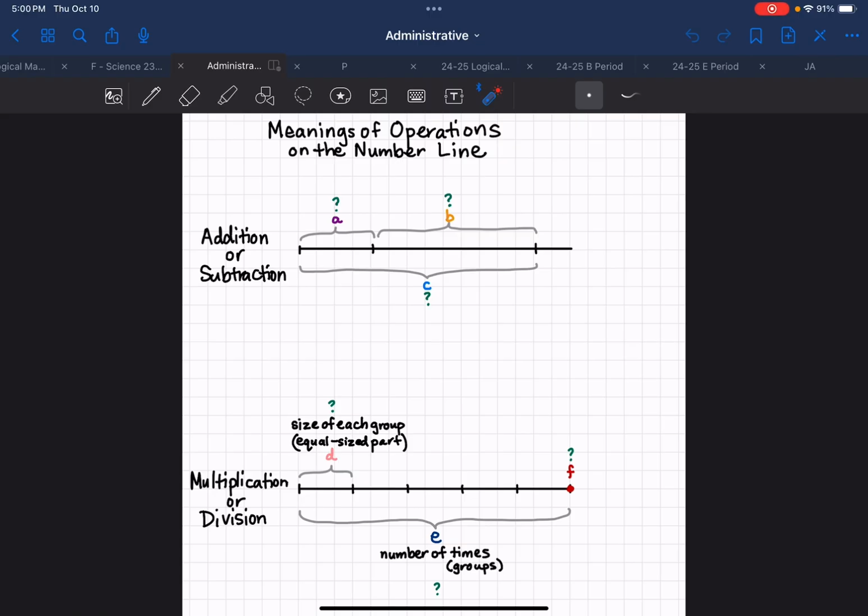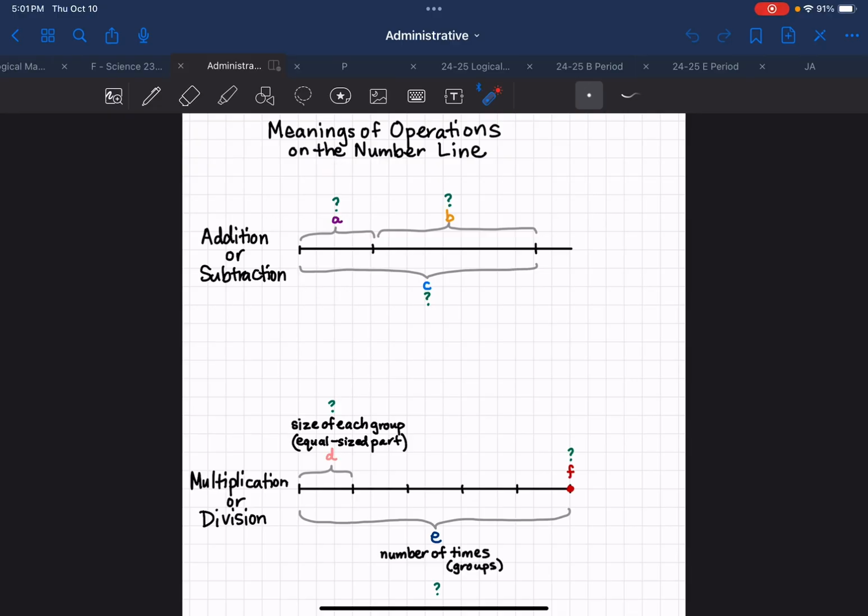In this video, I am going to give you the solution to many of your math questions. If you are ever asked to model a problem on the number line, I'm going to tell you what the meanings of the operations are on the number line, and you can use this to help you decide what you are actually being asked to model. Depending on what you're being asked to model, you're going to be using addition, subtraction, multiplication, or division when it comes to the four basic operations.